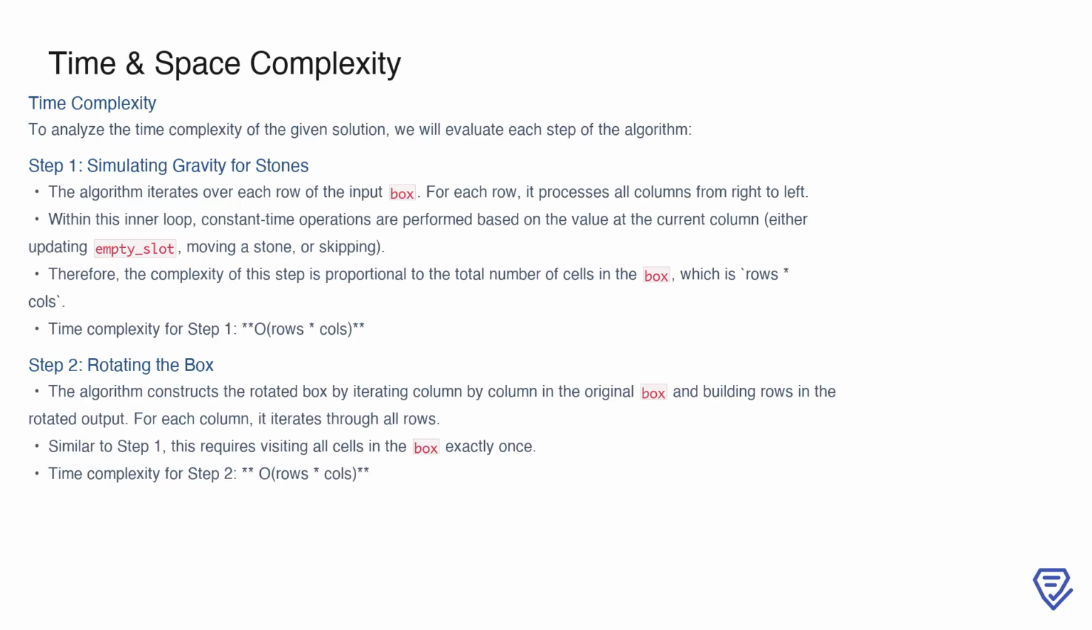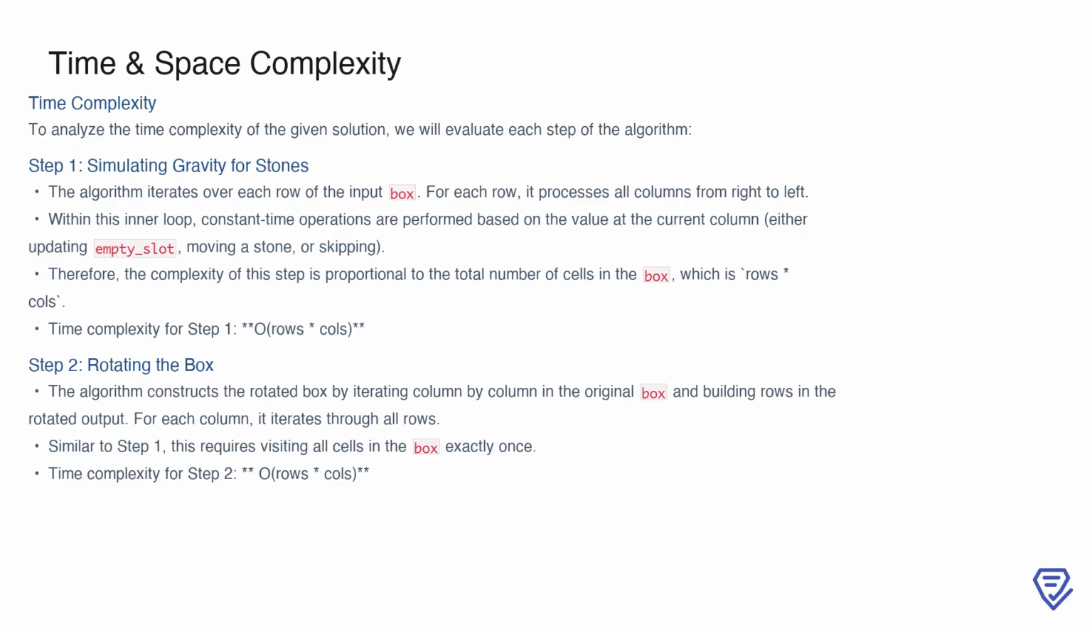To analyze the time complexity of our solution, we need to evaluate the algorithm step by step. First, in step 1, we simulate gravity for the stones. This involves iterating over each row in the box, and for each row, processing all columns from right to left. As we traverse each column, the operations performed, like updating the empty underscore slot pointer, moving a stone, or skipping a cell, are all constant time operations. Since we process every cell in the box exactly once, the time complexity for this step is proportional to the total number of cells, which is rows * cols.